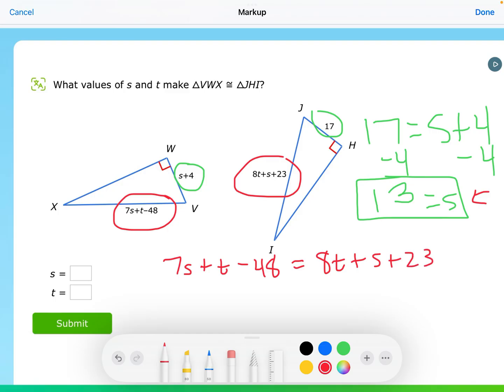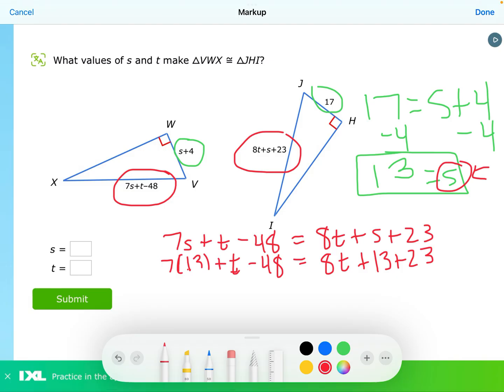Alright, so first thing I'm going to do is I'm going to use that value of S that I got earlier. So I got 7 times 13 plus T minus 48 equals 8T plus 13 plus 23. Okay, now I'm going to do some simplifying.